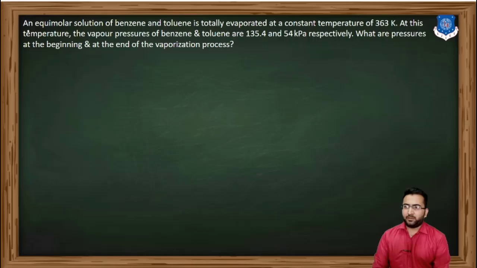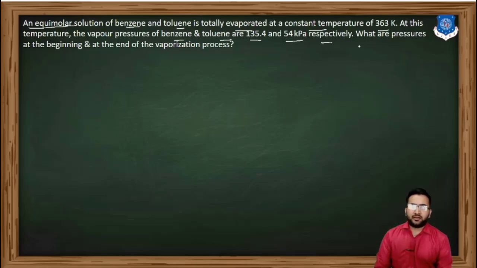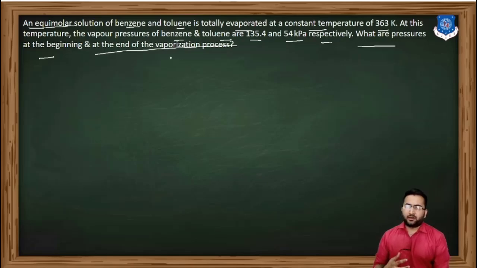The statement tells that an equimolar solution of benzene and toluene is totally evaporated at a constant temperature of 363 Kelvin. At this temperature, the vapor pressures of benzene and toluene are 135.4 kilopascal and 54 kilopascal respectively. What are the pressures at the beginning and at the end of the vaporization process? So we have to calculate the vaporization pressure at the beginning and at the end of the vaporization.